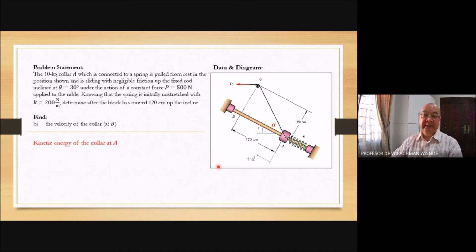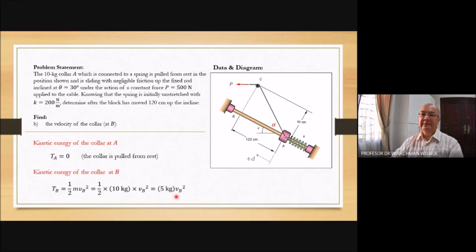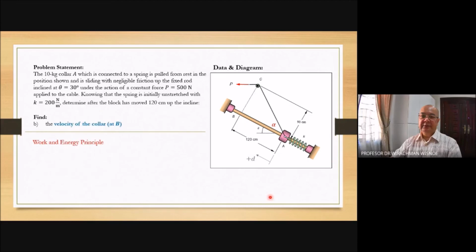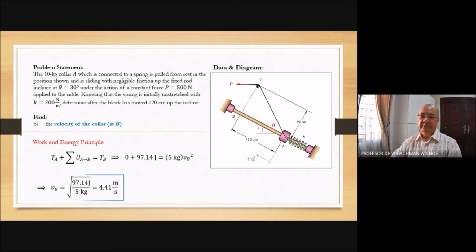And then the kinetic energy of the collar at A, you know it is at rest, so it is 0. And then at B, you don't know the velocity. You write the work and energy principle. So you have the velocity at B.